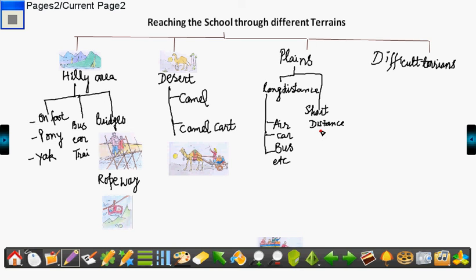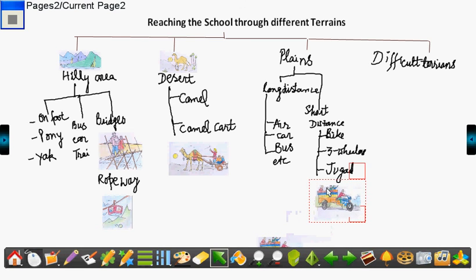Whereas in short distances, we prefer things like bikes, two-wheelers. Similarly, we sometimes prefer three-wheelers, right? And still, we have some improvised vehicles known as Jugaad. Let me show you one. This is the picture of Jugaad, a modified version of something which looks like a tractor trolley with a motorbike connected to it.